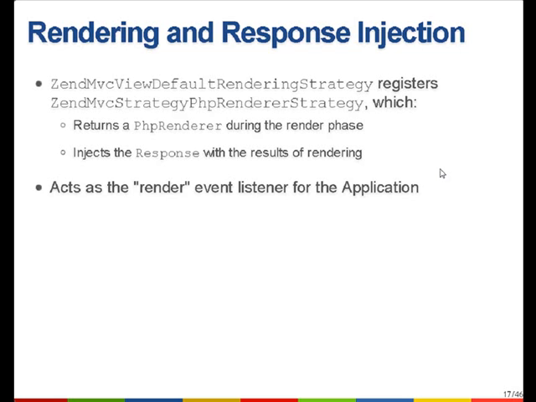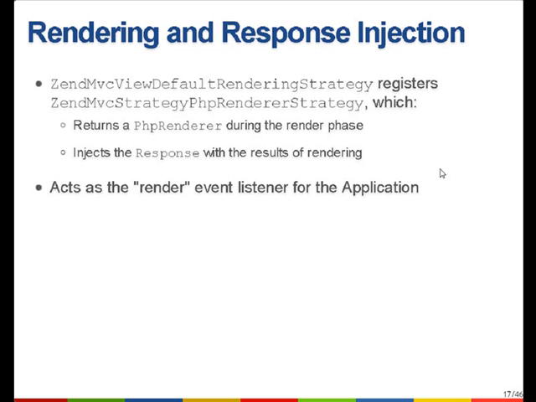But basically, we have the default rendering strategy within Zend MVC view. And that registers Zend view strategy's PHP renderer strategy. What this basically does is it returns a PHP renderer during the render phase. And so we know that there will be a renderer available. And then at the end, it will inject a response with the results of rendering. The other thing is that the default rendering strategy acts as the sole event listener for the application's render event. So again, lots of little details under the hood.